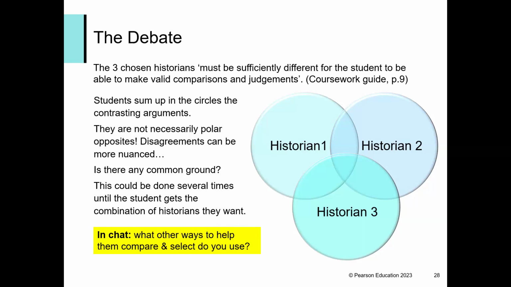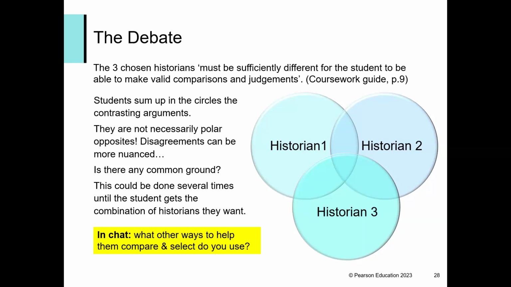At this point, maybe it's worth just saying that of course it's not about the reliability of the historians, which I know some students fall into that trap. Reliability is assessment objective 2 rather than assessment objective 3. It's more about how convincing the student finds their arguments within the historical debate compared to their own view.